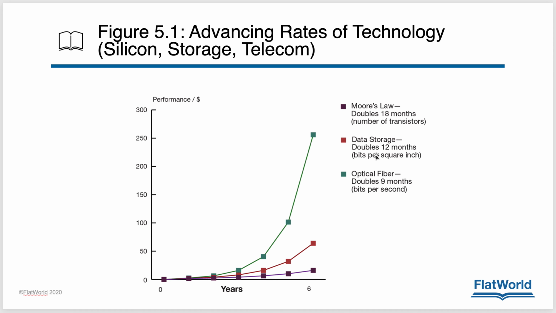Data storage doubles in 12 months, bits per square inch. So remember, there's bits and bytes. If you want to understand that level of computer technology, Google it, look it up, learn about it. It's not the purview of this class. But it's a basic storage unit of a 0 and 1. And fiber optical doubles every 9 months, bits per second. And this has traditionally been the history.